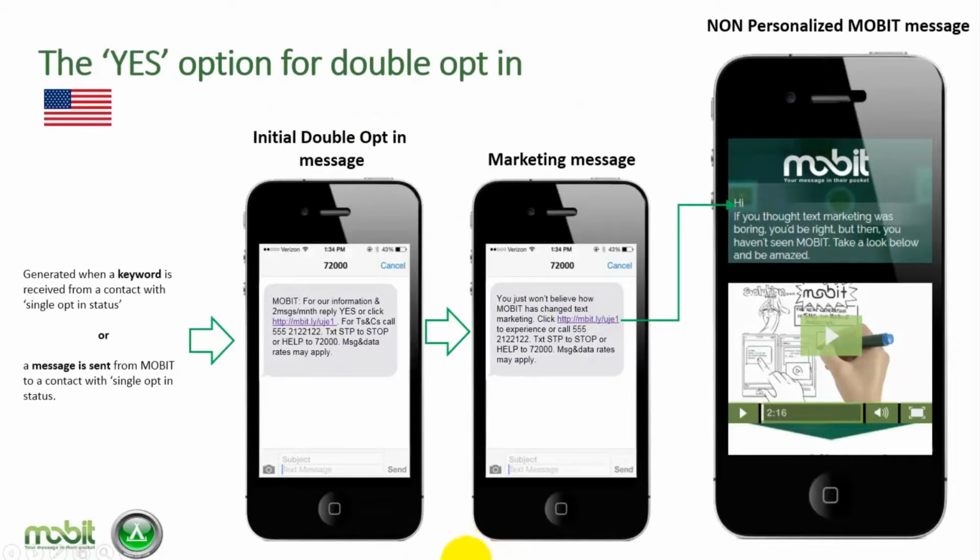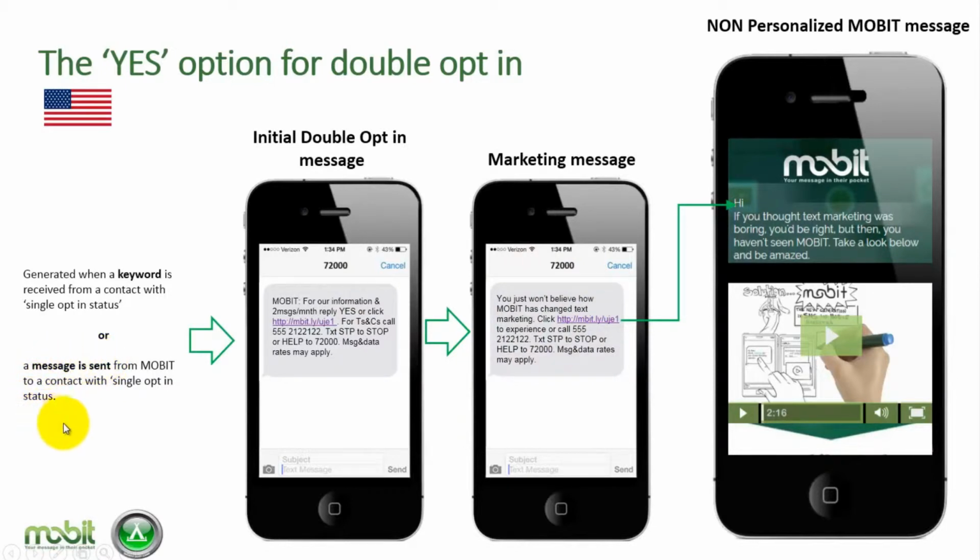There are two conditions where a double opt-in message will be sent to a contact in your MOBIT list or your MOBIT account. First is when someone sends in a keyword to your shortcode. So a keyword could be MOBIT. You might have a call to action that says text MOBIT to 72,000 for a 21-day free trial. That's a call to action. If that person texting in that keyword is not already double opted in, they will receive this message here first before they receive your marketing message on the right.